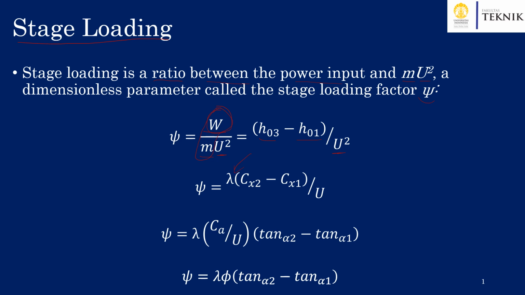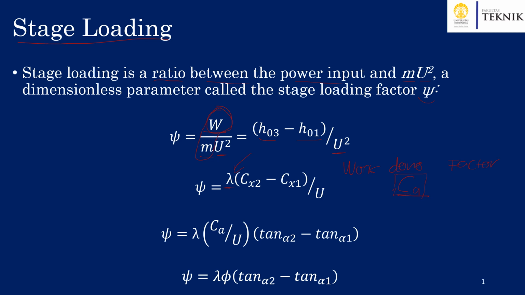Lambda is another dimensionless parameter known as the work done factor, and it is a ratio between actual work absorbing capacity and the ideal work absorbing capacity. This work done factor compensates for when CA is not constant across the axial compressor. To simplify, we normally assume that CA is constant, but to account for the effect that it is not constant, we use the work done factor, or lambda.